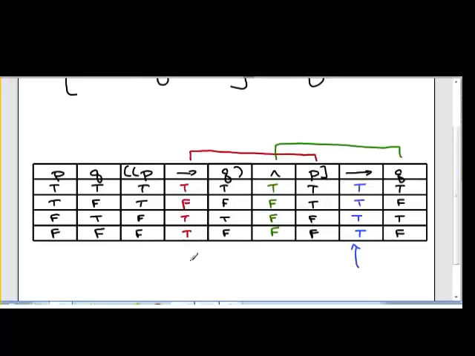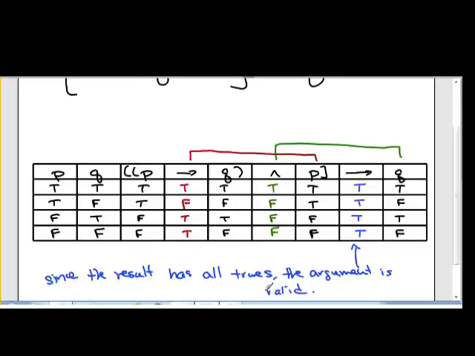Well, it turns out that using this technique, if the final column that you end up with when you do the whole truth table is all true, so in this case, since the result has all trues, the argument is valid. So you don't have to think too hard. You just look for all truths.